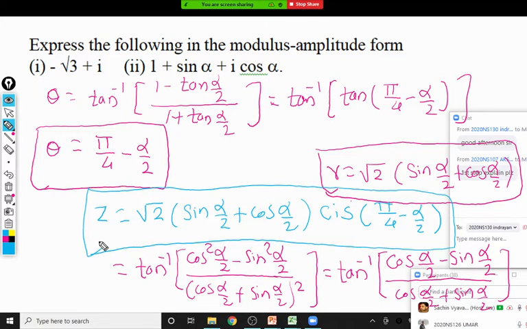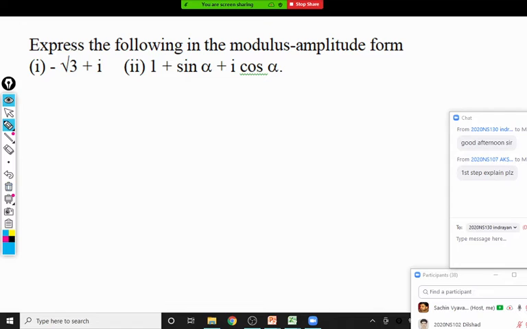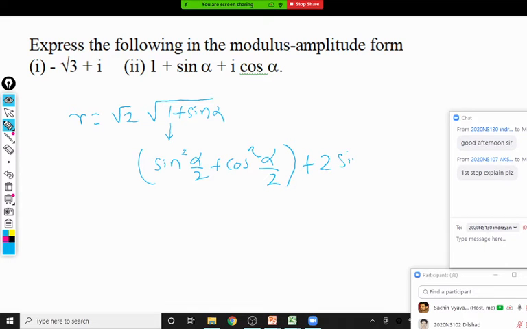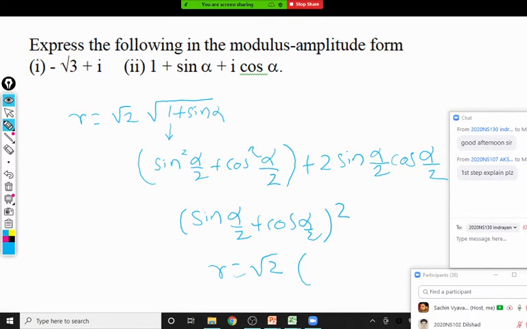Okay, let me show you how that case is. When we got r as root 2 times root of 1 plus sine alpha, this one can be written as sine square alpha by 2 plus cos square alpha by 2. All this simplification you learned in the 12th, and sine alpha can be written as 2 sine alpha by 2 cos alpha by 2. So this 1 plus sine alpha can be written as sine alpha by 2 plus cos alpha by 2, bracket square. Now the bracket square and the square root get cancelled, and you get the required answer, r as root 2 times sine alpha by 2 plus cos alpha by 2. Is that clear?